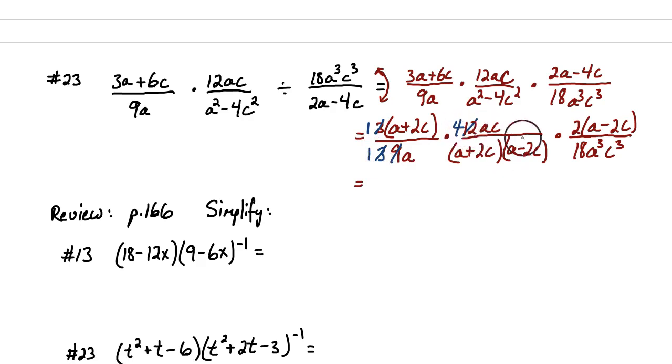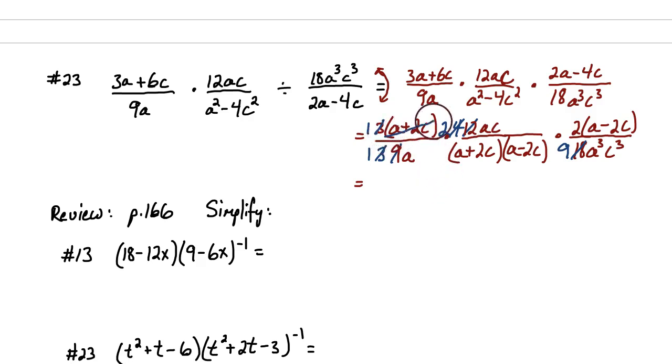There's a 4 on top and 18 on the bottom. They both divide by 2. 4 divides by 2, leaving 2, and 18 divides by 2, leaving 9. I don't think that this 9 can reduce any farther with a 2 or with another 2. What about the letters? Does anything cancel away?